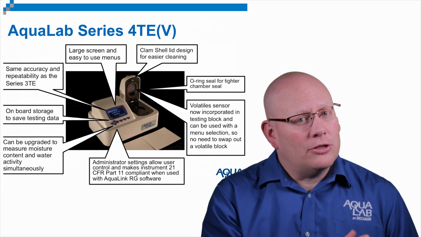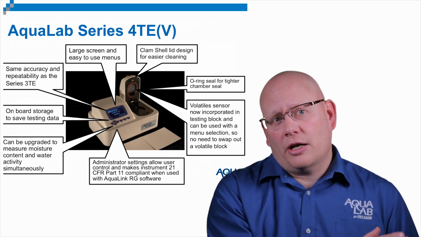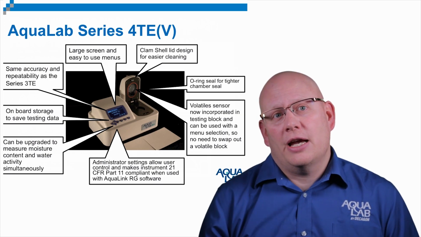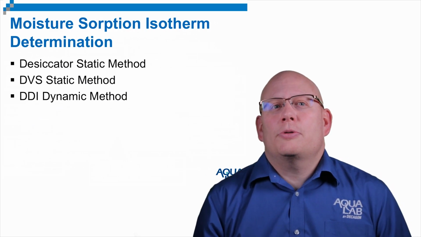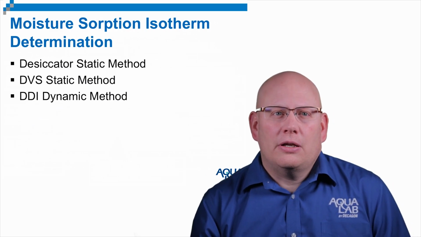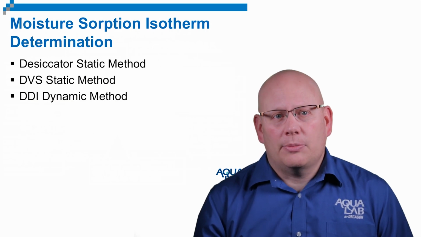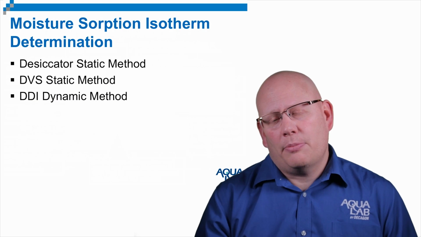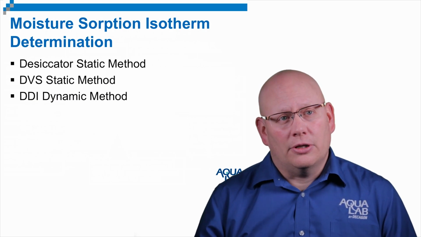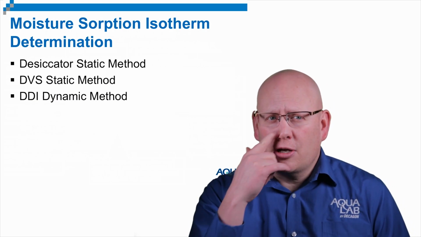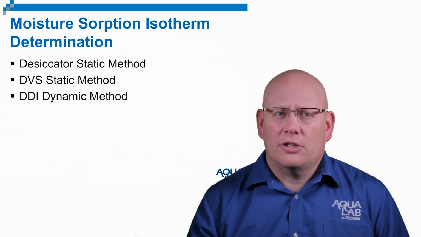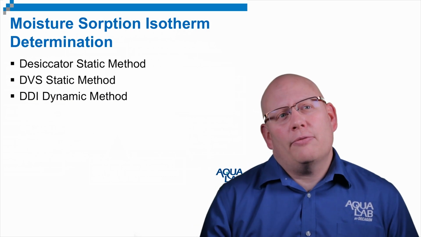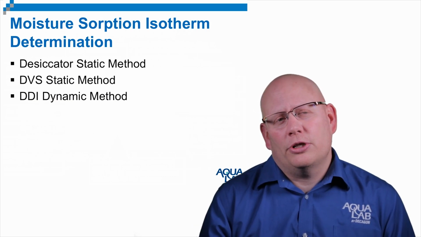Again, to be able to identify those specifications, you need to do the work that we've just talked about. And in order to do that, you're most typically or likely going to need the moisture absorption isotherm. So how do you measure the moisture absorption isotherm? Traditionally, this was done using a desiccator static method where you'd put the sample in different chambers and equilibrate it to different water activities. But that process was very labor intensive and took a long time. So it was automated through what's called the DVS static method, which uses instrumentation to do all of that automatically. And then we also have what's called the DDI, or dynamic method for moisture absorption.